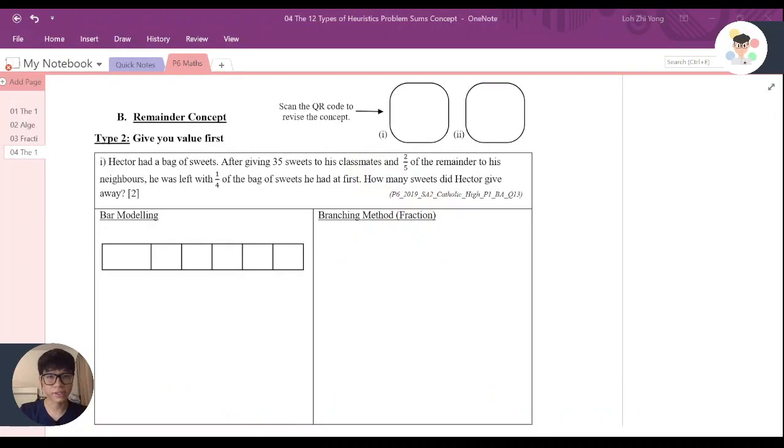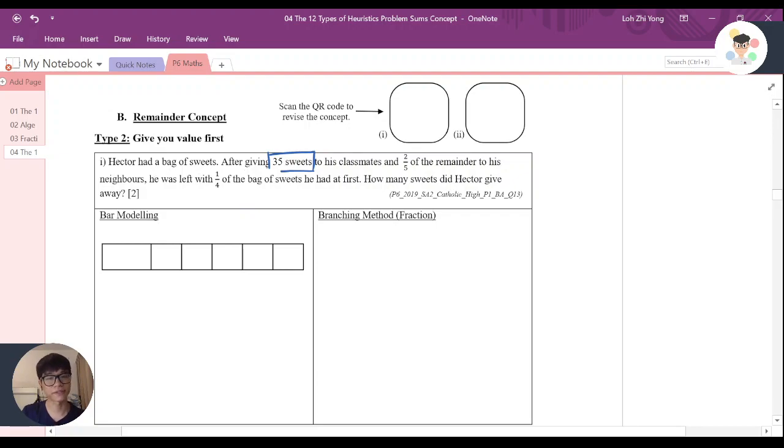Welcome back to the Jilo class, and this is a discussion for booklet number 4, the 12 types of heuristic problem sum concept. And this is B, remainder concept, and this is type 2, give you value first. I named this as give you value first, because these questions will actually give you the value first. You can see 35 sweets, then they give you the fraction or these other things. So it's different from type 1 because they give you at the last, but this one it gives you at first. So let's try to see how we solve this.